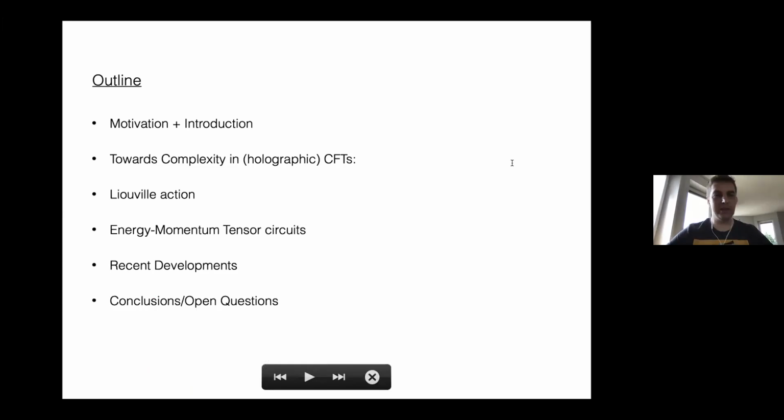Okay, now, so the outline of my talk will be as follows. I'll first give a brief motivation and introduction of some basic concepts that I will use later in my talk. I'll try to be pedagogical so both communities can understand these basic concepts that I'm using. Then I'll talk about 2 approaches towards complexity in holographic CFTs, one based on the Liouville action in 2 dimensions and the other one on energy momentum circuits. And then I'll talk about recent developments, and finally I'll conclude and pose some open questions.